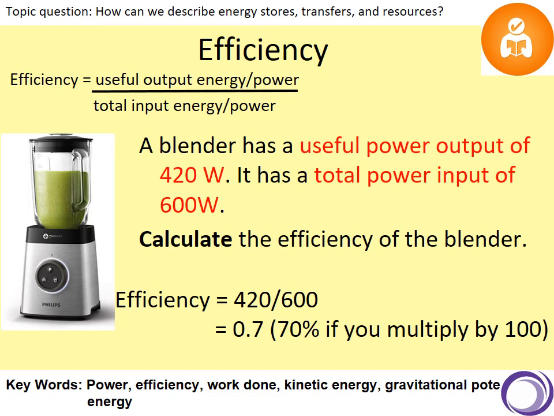If you wanted to put it into a percentage, then I would multiply that decimal by 100 to get 70%. That's something to think about if the question asks you to put it as a percentage. If it doesn't specify, then you can do either.